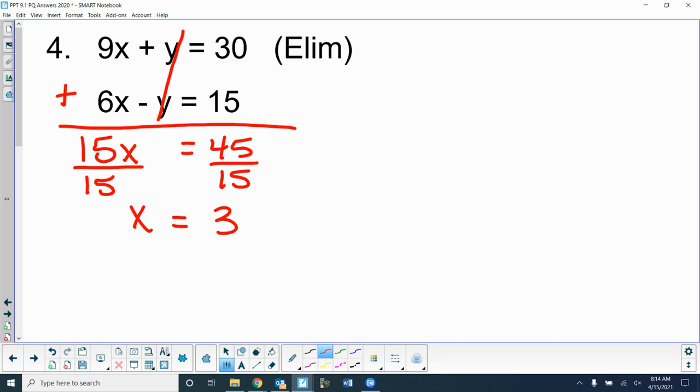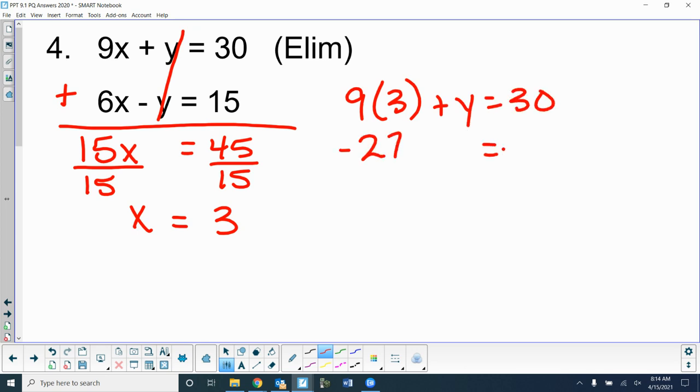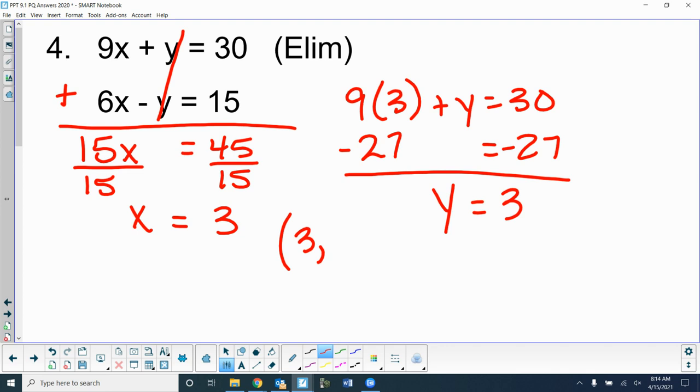And then I'll just put it up in the first one there. So 9 times 3 plus y equals 30. And 9 times 3 is 27. So when I move it over, I'm going to subtract it. So the answer is 3, 3. So sometimes it's already ready to go for you to eliminate. So don't do extra work if it's already set up for you.